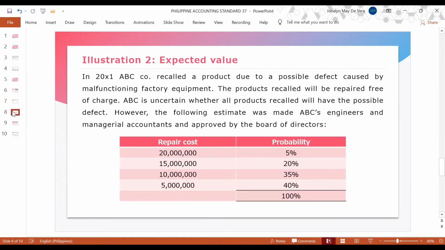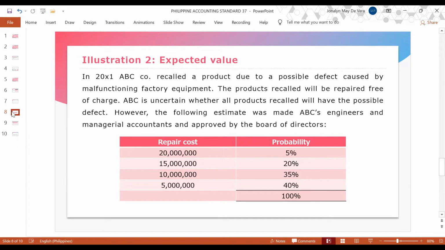So next example is illustration to expected value. In 20X1, ABC Company recalled a product due to a possible defect caused by malfunctioning factory equipment. The products recalled will be repaired free of charge. ABC is uncertain whether all the products recalled will have the possible defect. However, the following estimate was made by ABC's engineers and managerial accountants and approved by the board of directors.